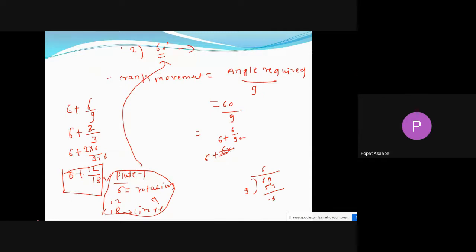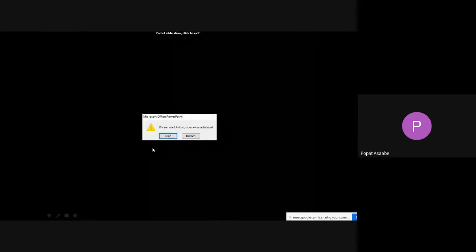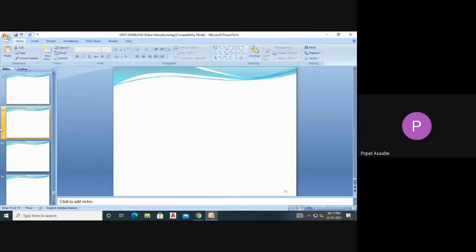Take the next example. Example number three: 42 degrees. Suppose I want to carry out the crank movement for that 42 degree index. Then please tell me the first step: find out the crank movement.